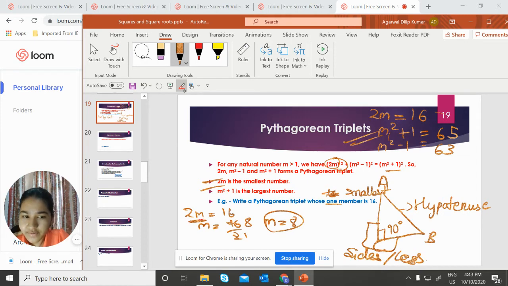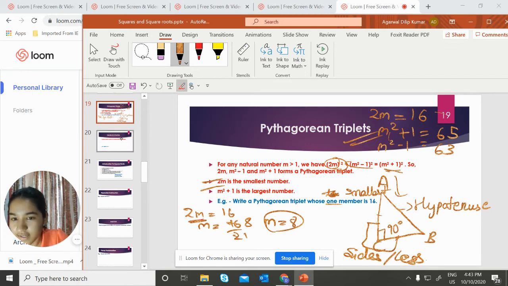So this is the formula which says (2m) square plus (m square minus 1) whole square is equal to (m square plus 1) whole square. You have to understand this formula, okay? It is saying that m square plus 1 is nothing but the hypotenuse, and 2m is going to be the shortest side. So when we add these two squares, we get the square of the hypotenuse. That's what is meant by this formula. When you add the smallest number with the middle number, which is neither the smallest nor the largest number, you get the largest number.